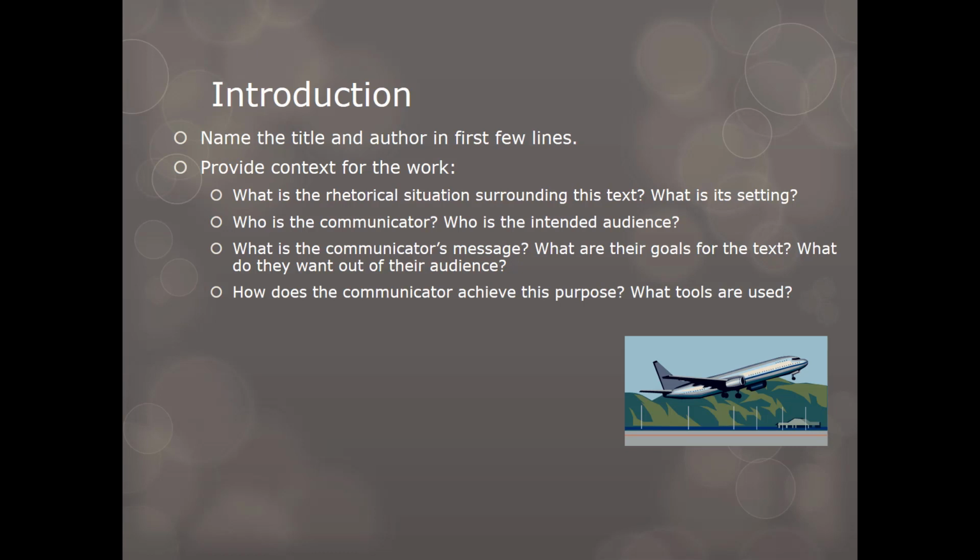Also, we know that an introduction does need to include a thesis. A thesis is that 1 or 2 sentence concise communication of your arguable position. Your analysis is a form of argument, and a thesis is where we need to communicate that clearly. Think about it this way.